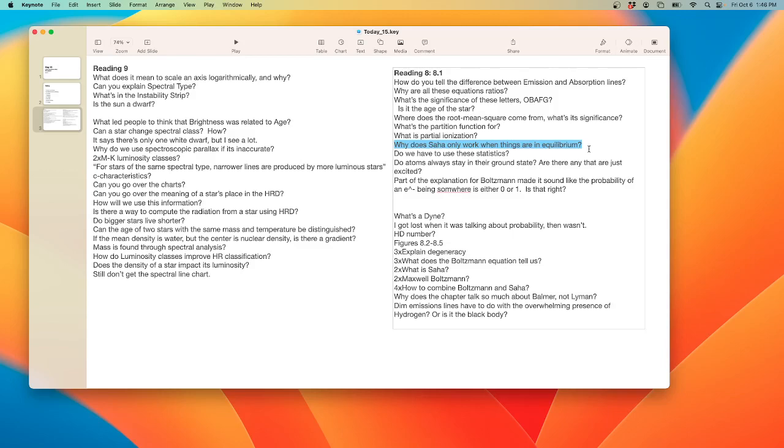So you don't see any non-equilibrium statistical mechanics or thermodynamics until you get to graduate school, and there's a reason for it. Why do we have to use statistics? Because astrophysics, physics, nature is a statistical process.